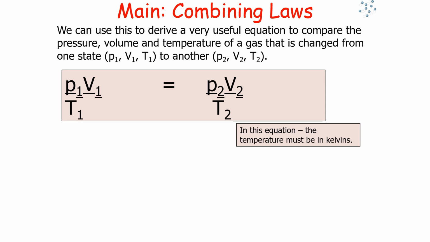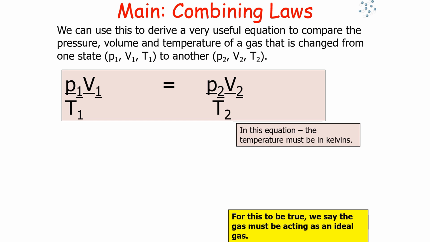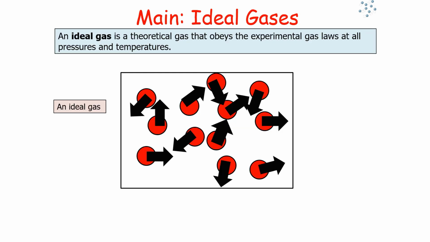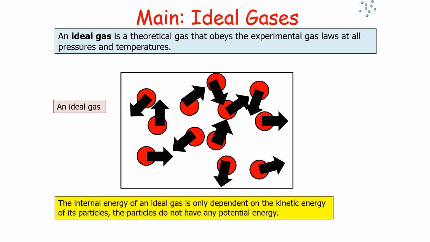Now for this particular equation to be used, we've got to make an assumption, and we've got to say that the gas is acting as an ideal gas. This is one version of the ideal gas law. This version should be used if you're evaluating a change or a difference in a property of a gas. Now you might ask, what is an ideal gas? An ideal gas is a theoretical gas that obeys the experimental gas laws at all pressures and temperatures. In this case, the internal energy of an ideal gas is only dependent on the kinetic energy of its particles. The particles do not have any potential energy.